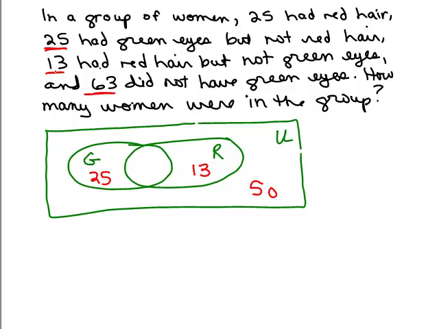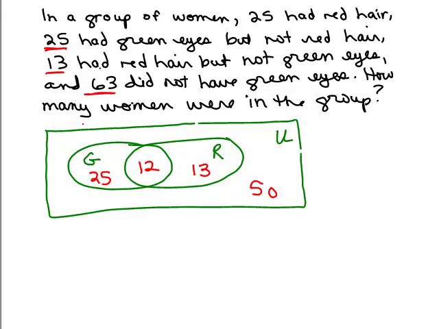Now let's go back up to the beginning to see if there's another piece of information we haven't used yet. 25 had red hair. Okay, so now we can go back up to the red hair. And here's the whole circle, R for red hair. So together these two pieces here have to add up to 25. And if this is 13, what's going to be in here? 12 to add up. Now I've filled in all four pieces, all four regions in this Venn diagram.